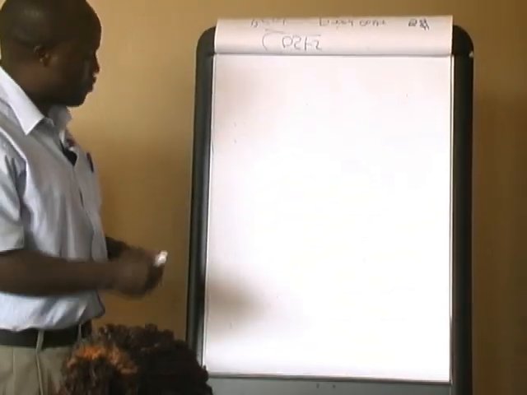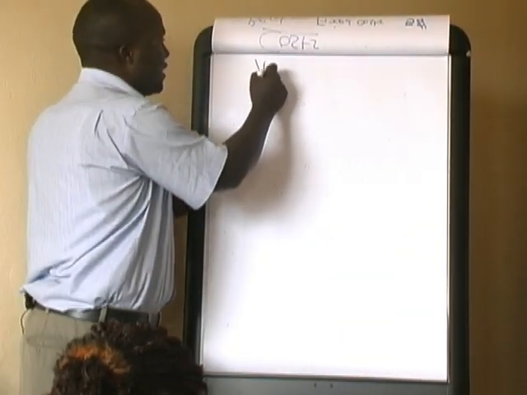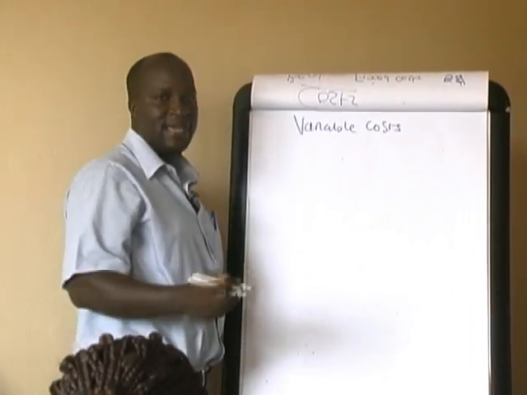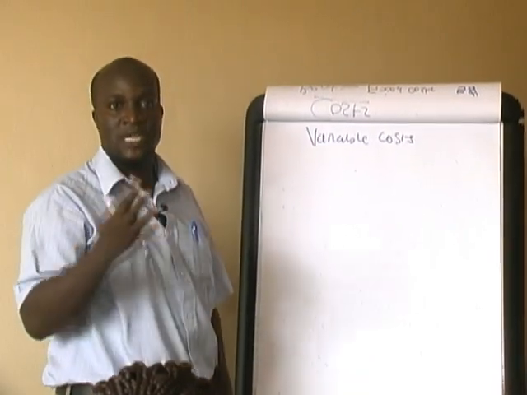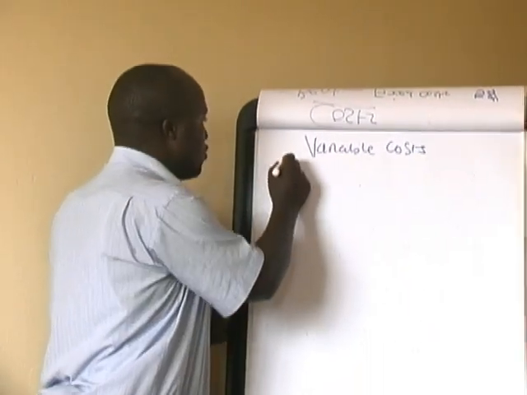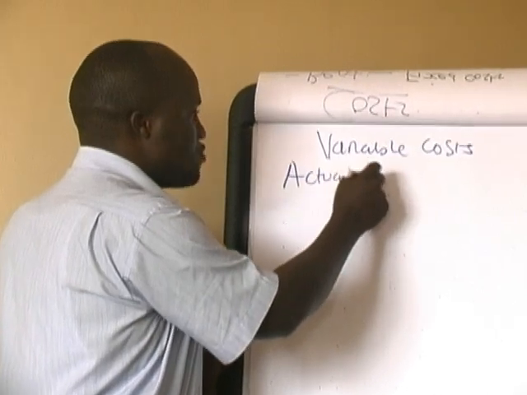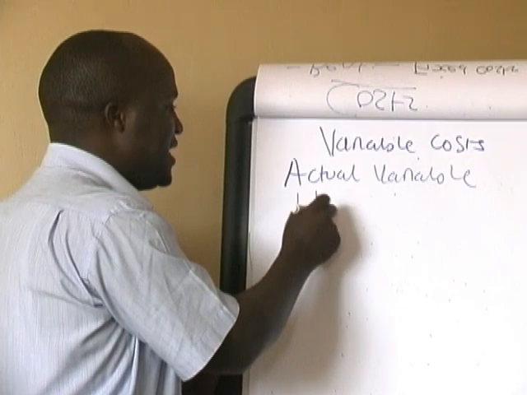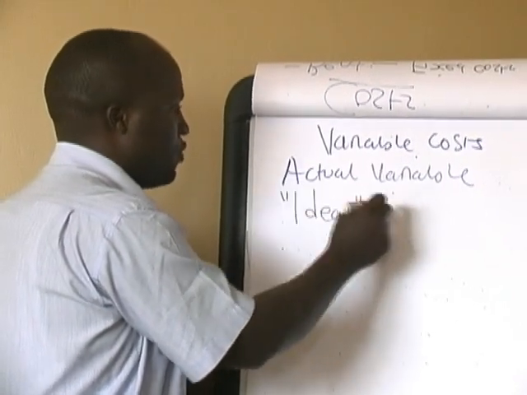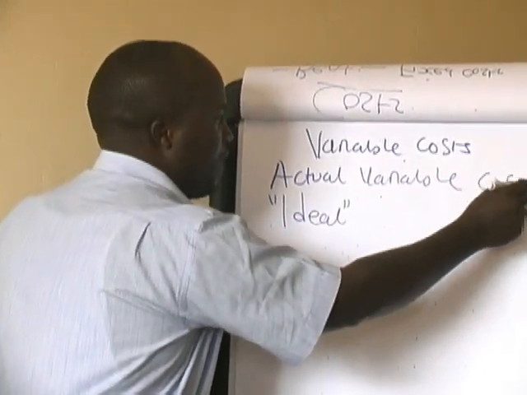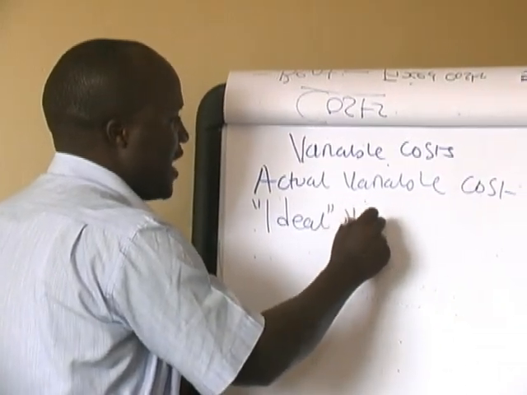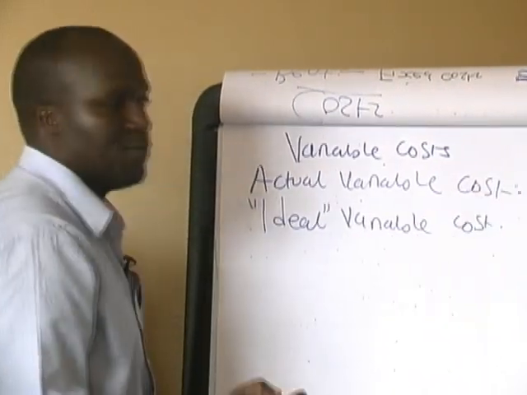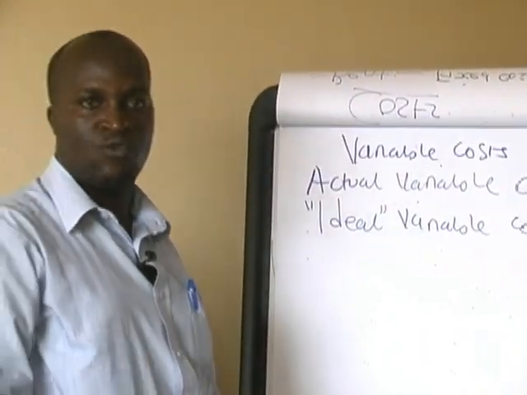Is that it's variable cost. When you look at variable costs, you easily find that variable cost can actually come in two types. We have what we call the actual variable cost, and we also have the ideal variable cost. So by going through this, let me explain so that you can understand.